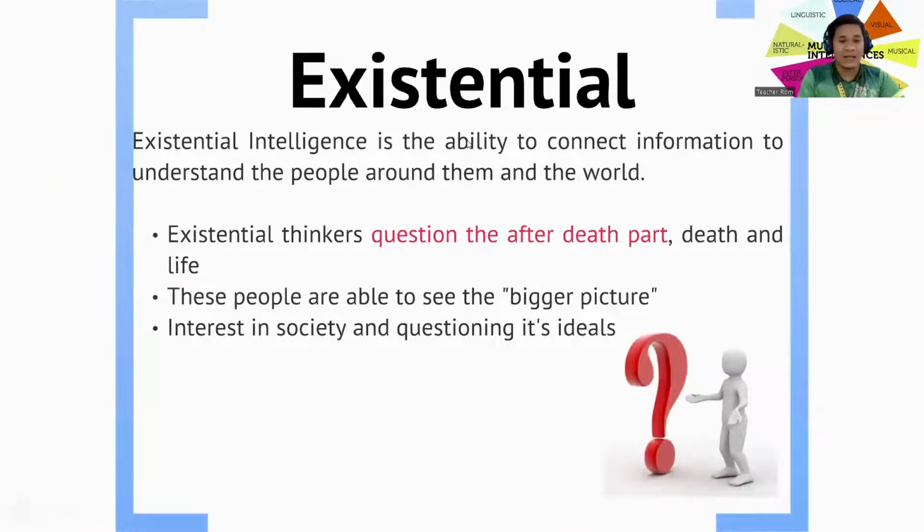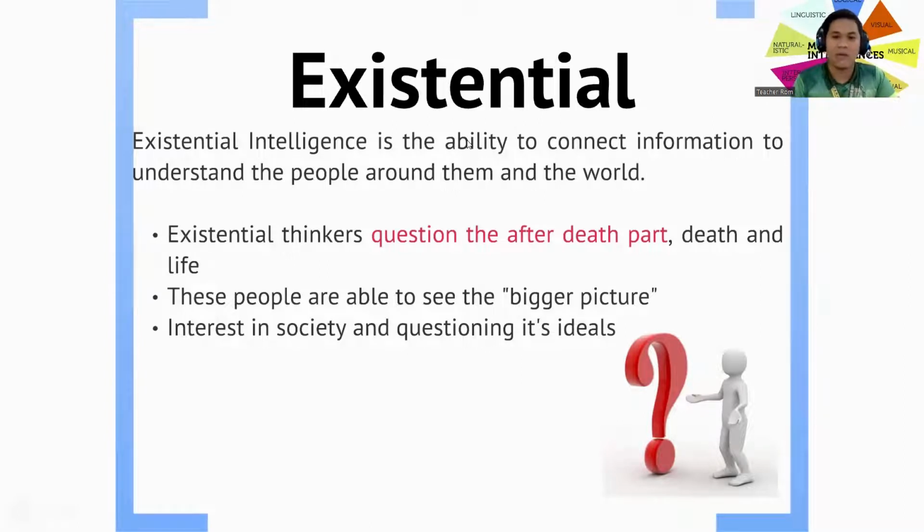Next is existential. The existential intelligence is the ability to connect information to understand the people around them and the world. That's why, like what I've mentioned, they try to understand kung ano yung meron doon. They don't have any expectation kung ano yung nandun, kung ano yung nag-i-exist. Yun yung na-appreciate ng existential learner. So existential thinkers question the after death part, that part on life. These people are able to see the bigger picture, have interest in society, and question its ideas.